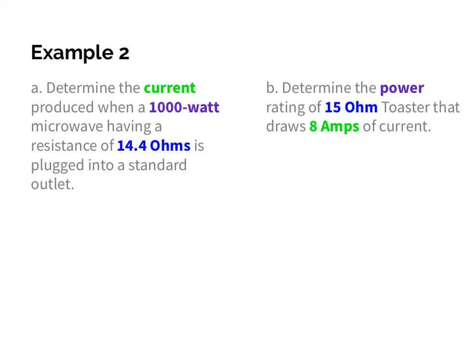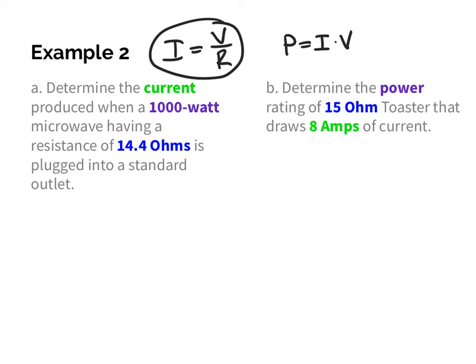Now, in order to do this, I have to use both relationships that we know at this point. I know that current is the ratio of the voltage to the resistance, okay? And I know that power is the current times the voltage. In order to figure this out, I need to somehow relate power, current, and resistance all in one. So I'm going to take this first equation, Ohm's law, and rework it a little bit. The voltage is going to be equal to the current times the resistance. To do that, all I'm going to do is multiply the bottom by R.